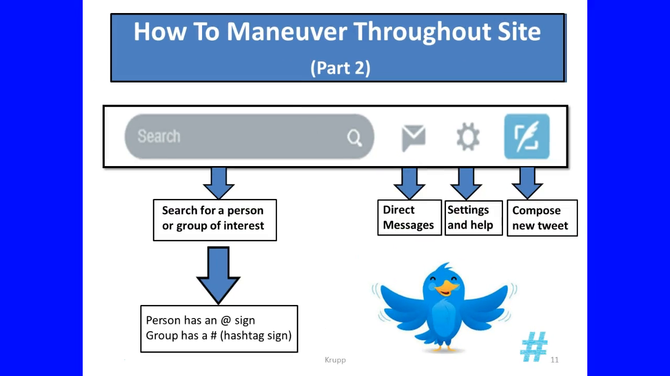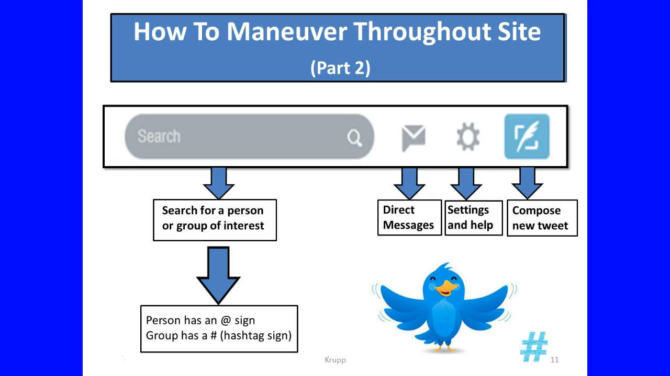Okay, to maneuver throughout the site, this is the second part. Basically, you're going to search for a person or group. A person has this @ sign located here, and a group or an organization is the hashtag. Please note a hashtag is basically, in my opinion, a file folder. So you're actually naming the file folder with similar interests and putting all of that information in the file folder. The @ sign reminds me of email, at Missy Krupp or at Gmail, to note that I'm actually drawing attention to a particular person. Okay.